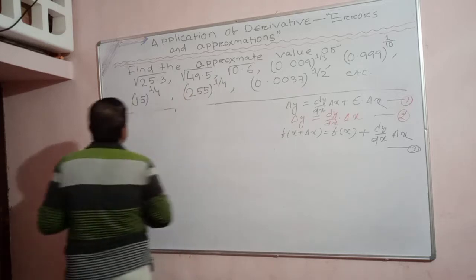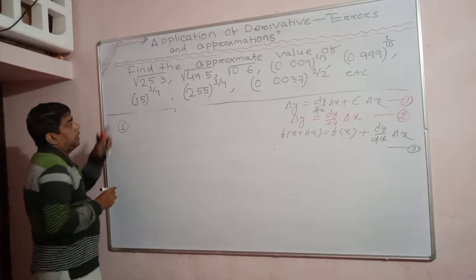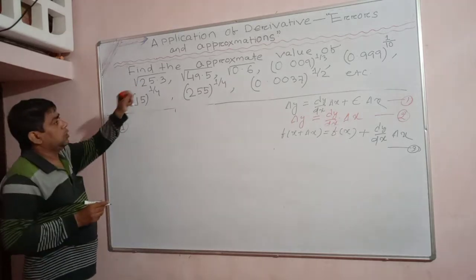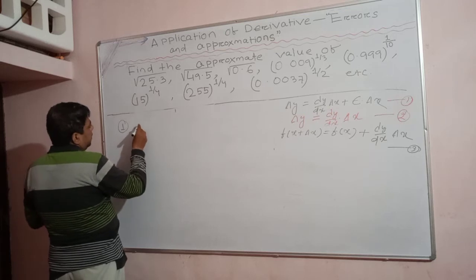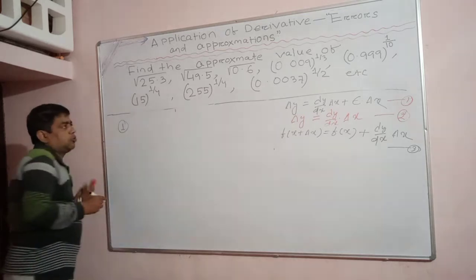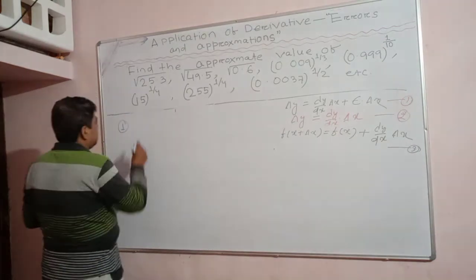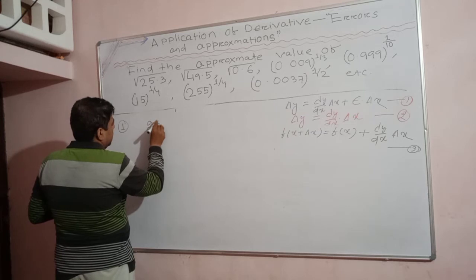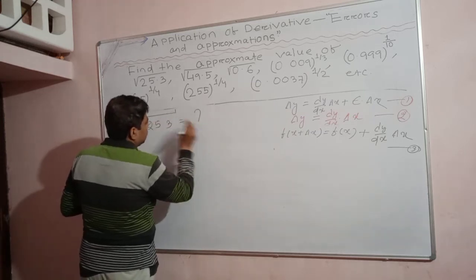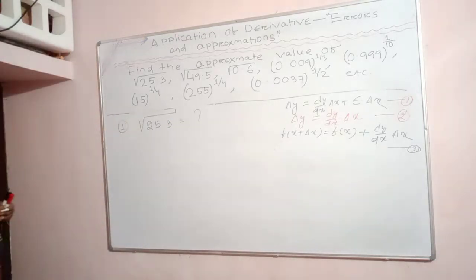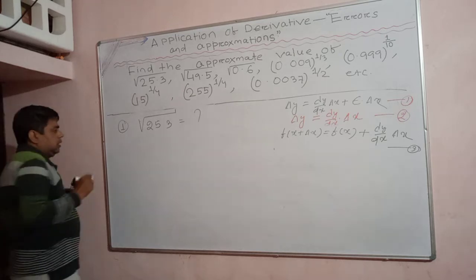Try to remember. Let's see, one question I am writing: evaluate, find the approximate value of the square root of 25.3. Here, find the approximate value up to 3 decimal places. 25.3 is a number, and we have to find its approximate value up to 3 decimal places. Okay, understand? Is it clear?